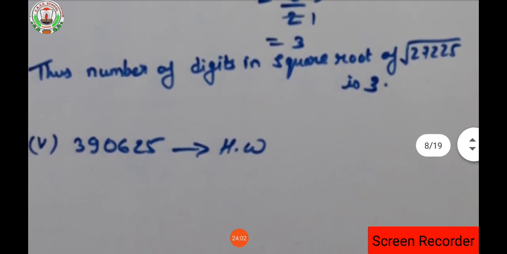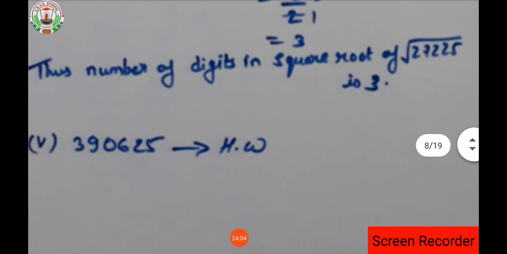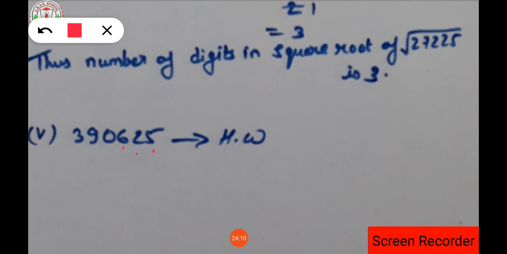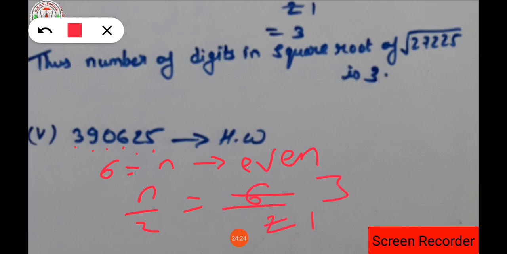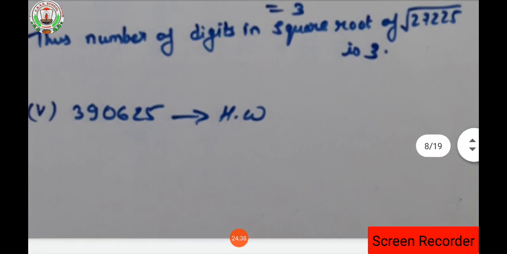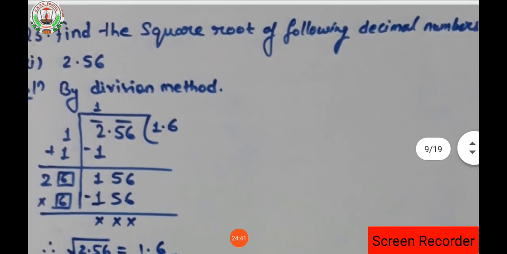How many digits are there? 1, 2, 3, 4, 5, 6. How many digits we are having in this? 6 digits we are having, isn't it? Then 6 is an even number or odd number? It is an even number. If it is an even number, then the n by 2 formula is used. 6 by 2, isn't it? So it will get cancelled. So the answer is 3. Understood? It will be a 3 digit number. Thus the number of digits in square root of 3,90,625 is 3 digits.